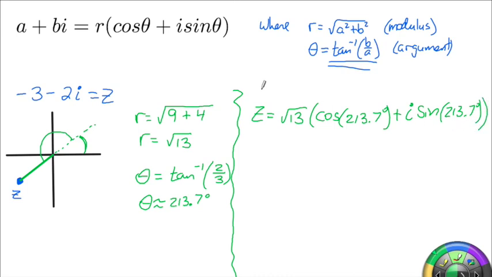In parentheses. Now, one thing I neglected to mention is earlier I had the r next to both of the sine and the cosine. This form, it's just factored out. It's the same for both of them. So I just put it out front. So this would be the polar form of the complex number, negative 3 minus 2i.